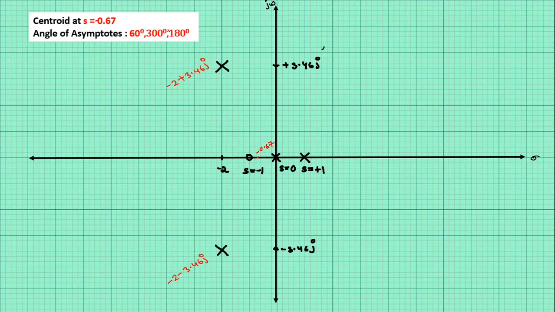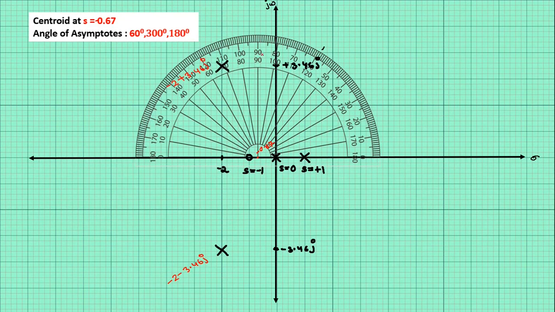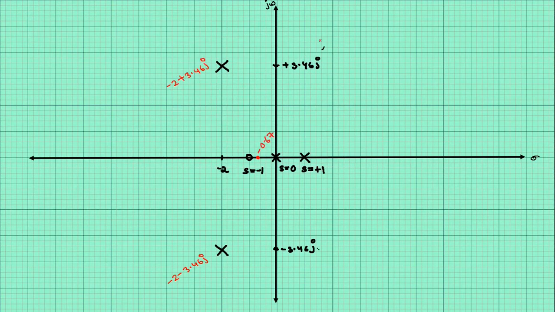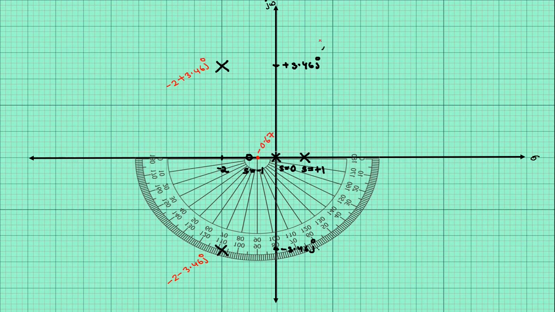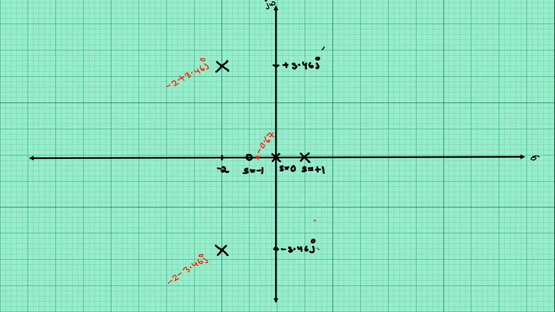Now what we have to do? We have 3 angles of asymptotes. Using this as center, we have to draw 3 angles, that is 60 degree, 300 degree and 180 degree. So now we will keep the protractor and measure 60 degree. Somewhere here we have 60 degree. Now we will keep the protractor in the opposite direction and measure 300 degree. From this direction it will be equal to 60 degree only. So now we will draw all the angles like this.